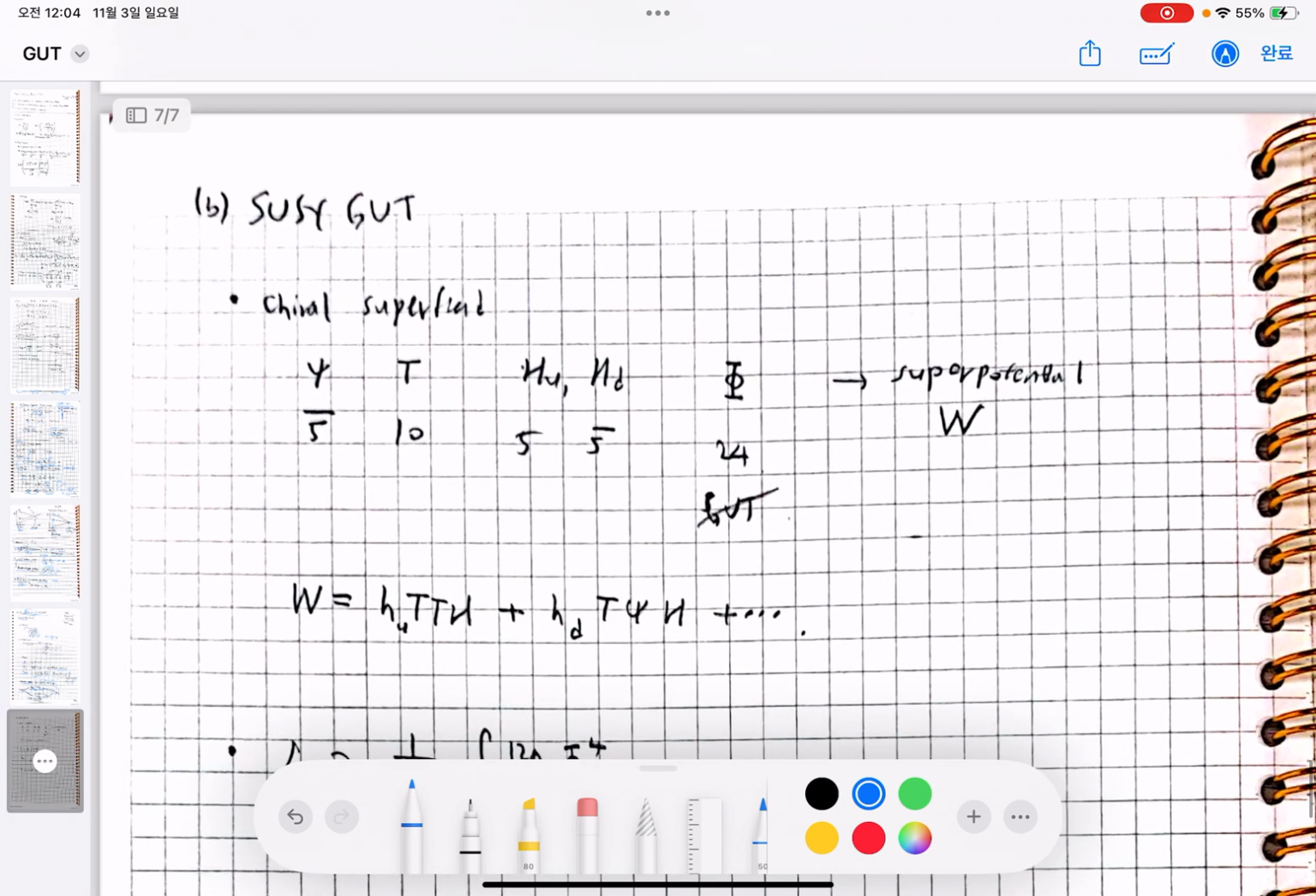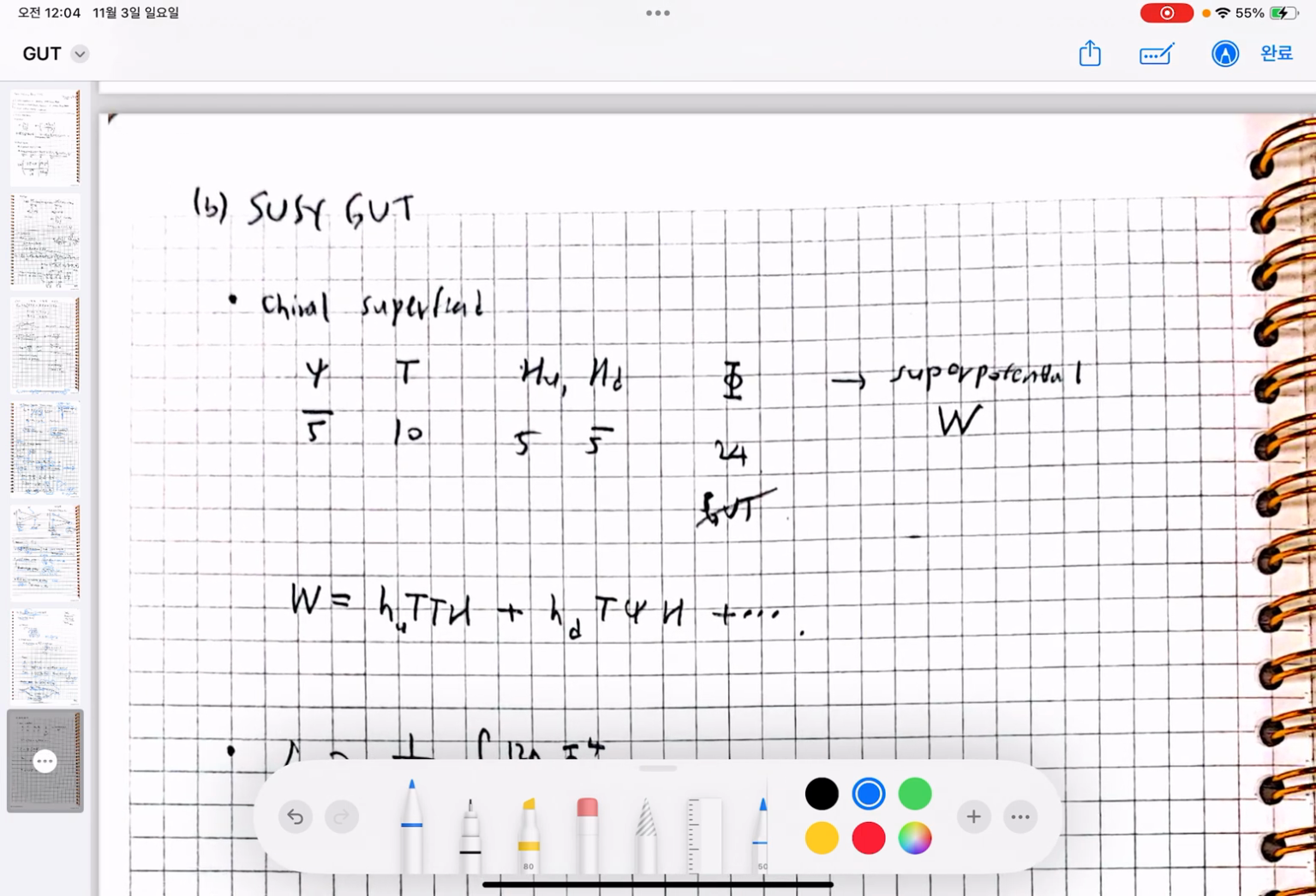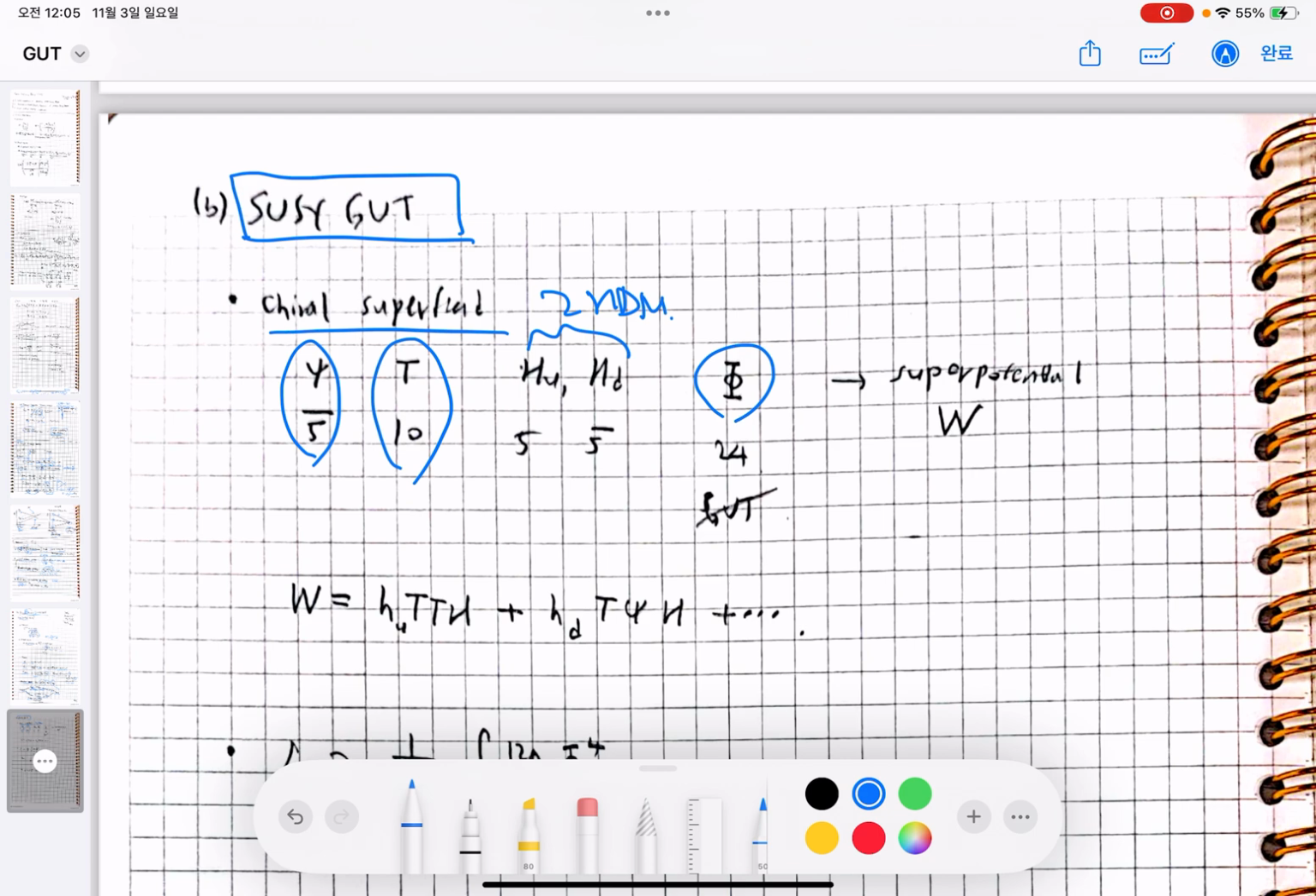Another way is the minimal SUSY GUT. Now all the fields are written as superfields. For example, the chiral superfields: there will be psi as a 5 bar representation and T as a 10 representation, and they are joined by the 2 Higgs doublets, to not break the supersymmetry. So there are the 2 Higgs and the 2 kinds of color interactions. And there will be Phi as a 24 representation to make the GUT symmetry broken.